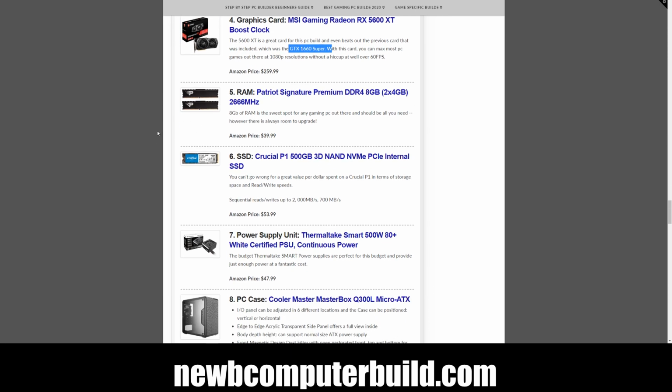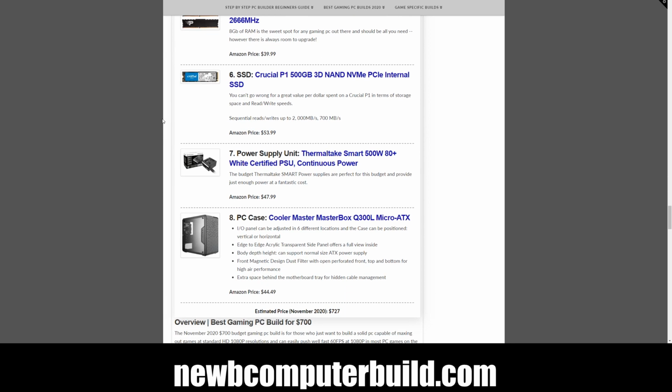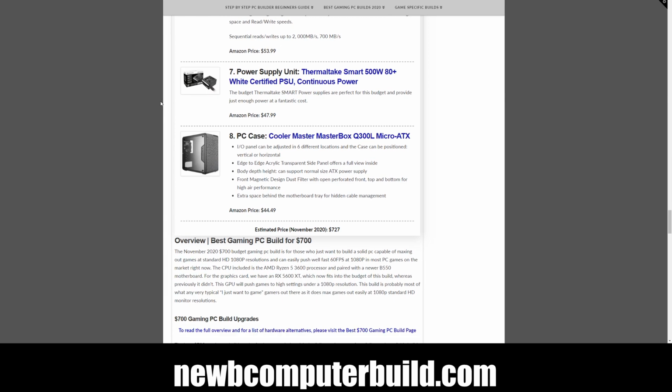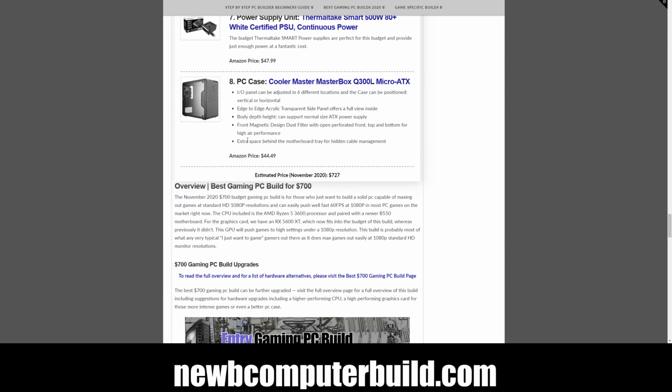The memory we have is the Patriot Signature Premium DDR4 8GB kit for $39.99. And the SSD we have is the Crucial P1 500GB NVMe SSD at $53.99. Power supply, Thermaltake Smart 500 watts at $47.99. And the PC case we have is the Cooler Master Masterbox Q300L Micro ATX, which will fit this build perfectly at $44.99, and it's a bit over $700, at $727.